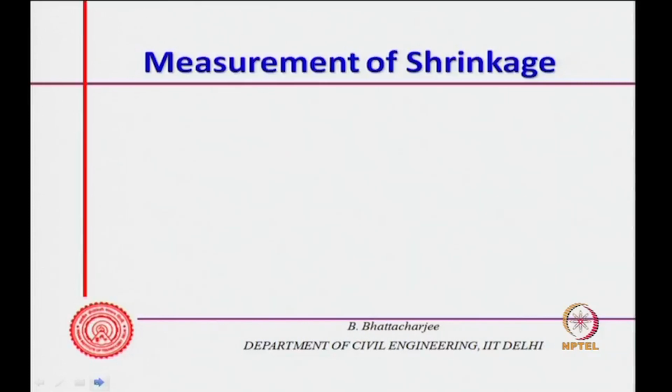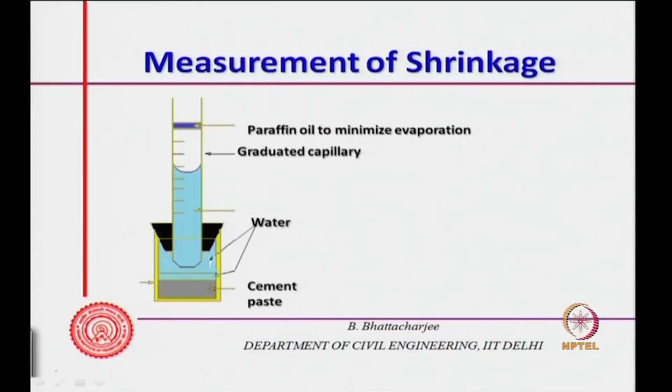Now, the chemical shrinkage method, how do you measure? Well, you measure it like this: you have cement paste here, and then you fill it with water, and there is a graduated capillary. You put in excess water just after mixing; all this is happening after mixing. So, you fill this with water, and there is paraffin oil added at the top to minimize any evaporation. So, there will be no evaporation loss, and as the shrinkage of this occurs, the water in the capillary will come down, and from the graduated capillary you can actually measure the amount of chemical shrinkage.